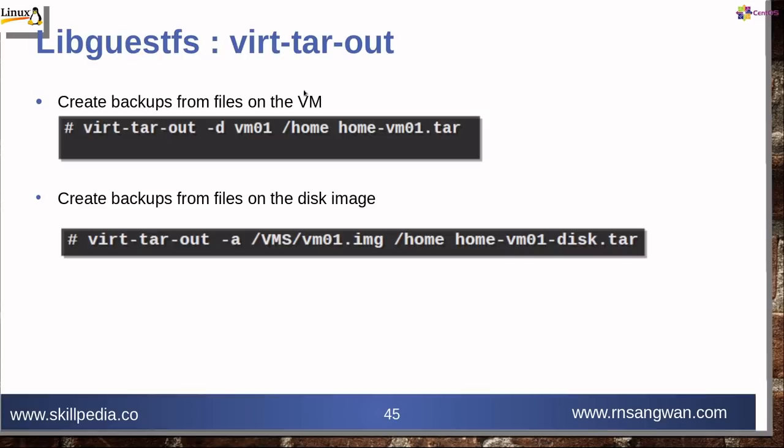If you want to back up files from a virtual machine, you can use virt-tar-out -d with the domain name, which directory, and the name of the extract file. If you want to create a backup from files on a disk image, use virt-tar-out -a with the image name, which directory, which location, and what file you want to create. That's the list of libguestfs tools and the virt-tar-out command.